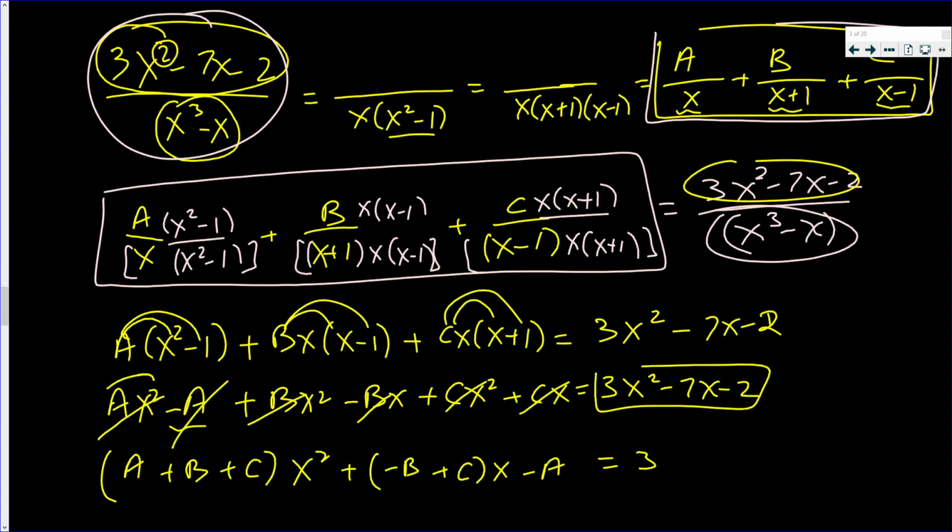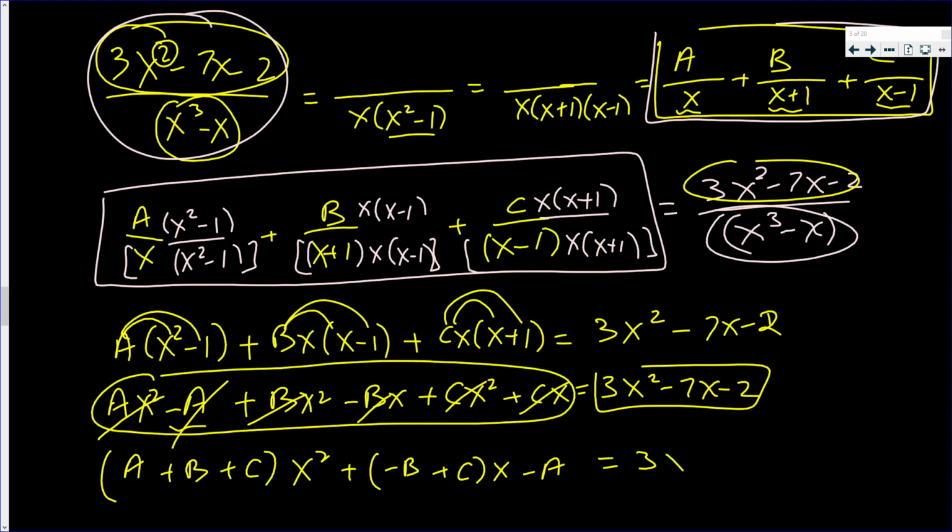So notice I crossed off everything. It's just a little check to make sure that I wasn't sloppy. So this must equal 3. This must equal negative 7. And negative a must be negative 2.